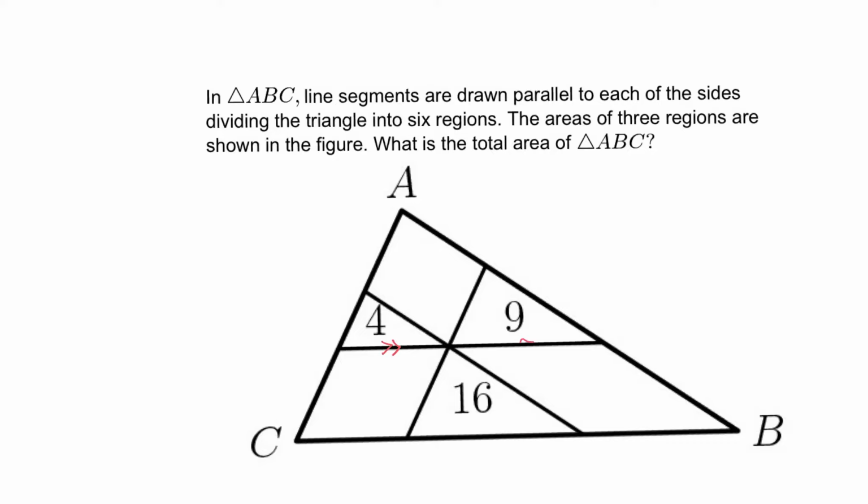So I'll say that these lines are parallel to each other. We also have a parallel line for AB. And if this is the parallel line for AB, then we have a parallel line for AC also. Now we can clearly see that we have parallelograms here, one parallelogram here, one parallelogram here and another parallelogram here.